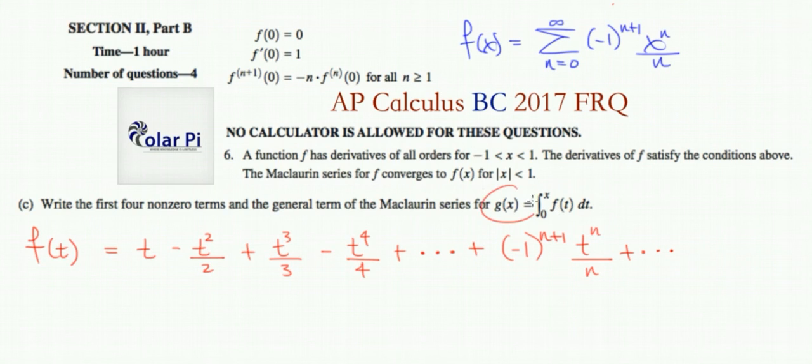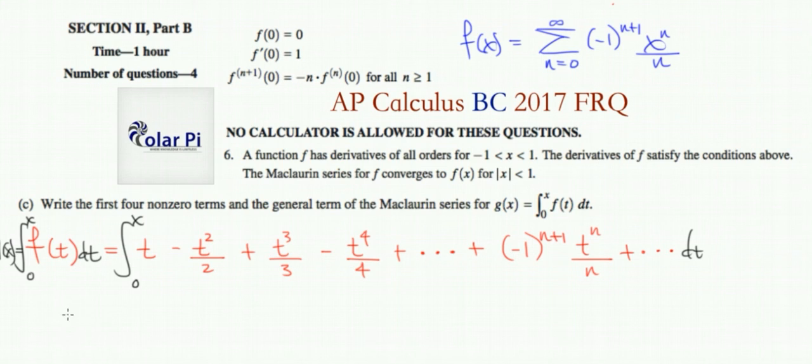Since g of x is the integral from 0 to x of f of t, then g of x, we'd say, is equal to the integral from 0 to x, and then a dt right there, my bad. And so then we just write a 0 to x right here, and then a dt right there, and we can find g of x more generally, and therefore we can identify the first four non-zero terms and the general term for g of x.